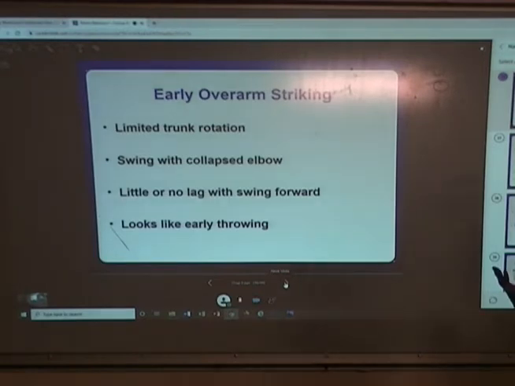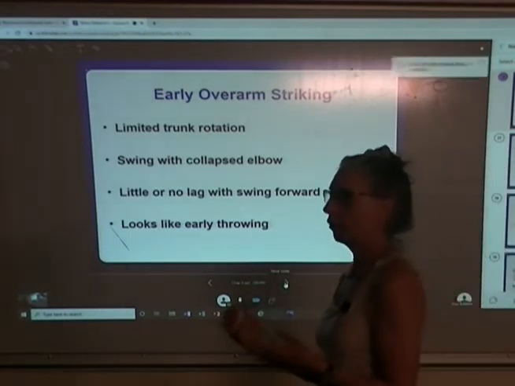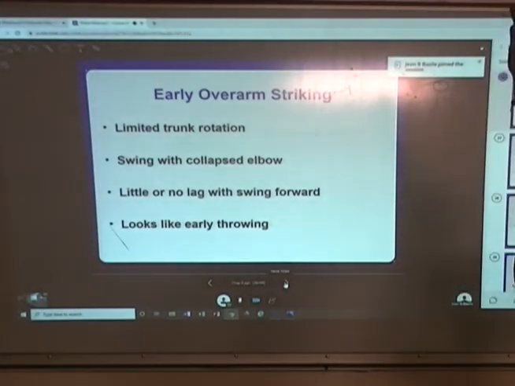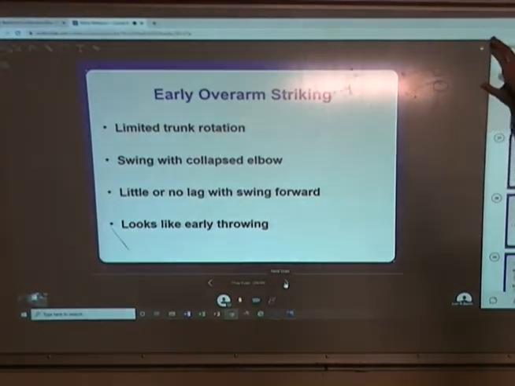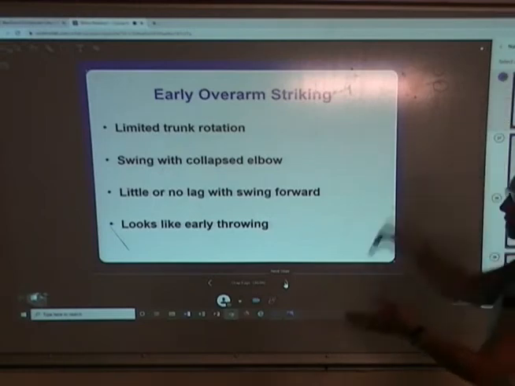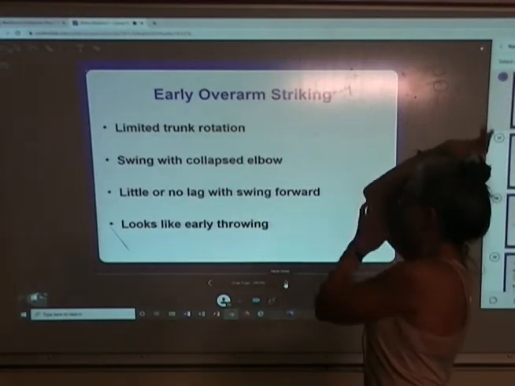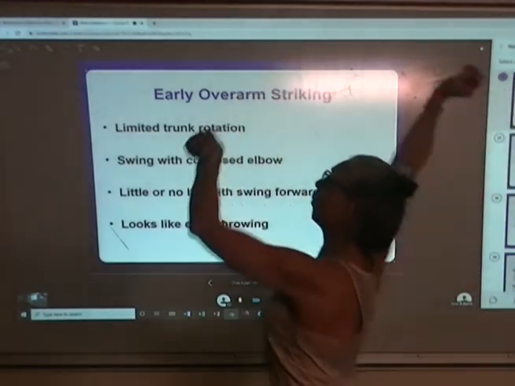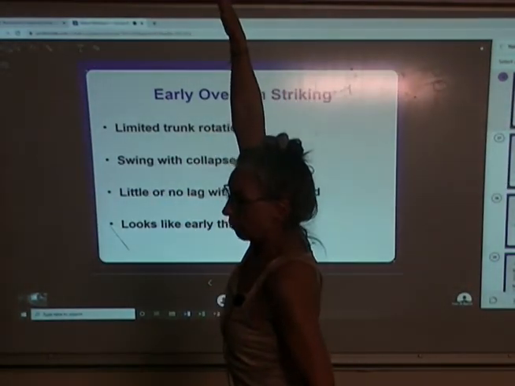So, limited trunk rotation, all very, very similar characteristics through all these types of ballistic skills. Swing with a collapsed elbow. So that links back to this idea of having the longest radius of rotation at the point of contact, right? So if I hit the ball with my arm bent, I can't apply as much force as if I hit the ball here, right?